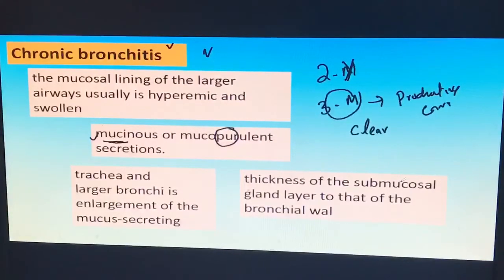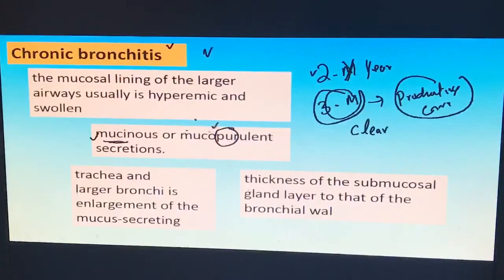Let's continue with chronic bronchitis. So chronic bronchitis, what happened? The main issue here is a patient presenting with a cough for 2 consecutive years, and for 3 continuous months each year. The cough is a productive cough.